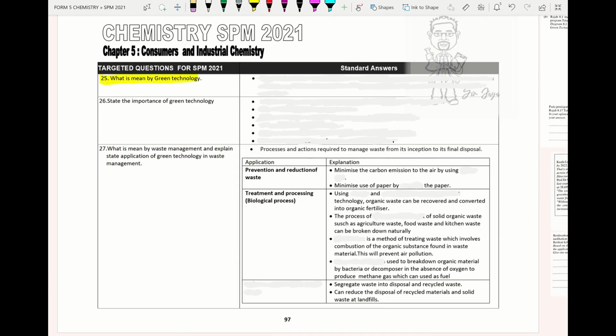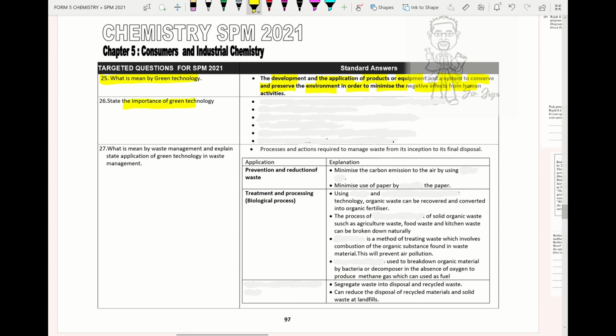Look at question number 25. What is meant by green technology? So the development and application of products, equipment, or devices, and systems to conserve and preserve the environment in order to minimize the negative effects from human activity is known as green technology.